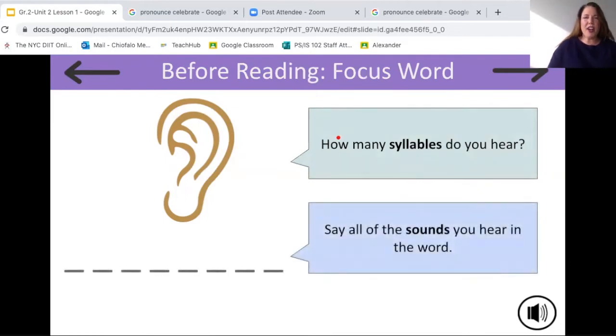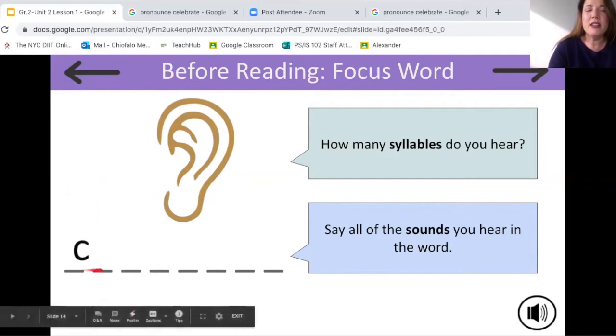Now, let's work on trying to say all the sounds that you hear in the word celebrate. Celebrate. Stretch out those words with me, readers. Okay, we hear s, l, e, b, u, a, t.